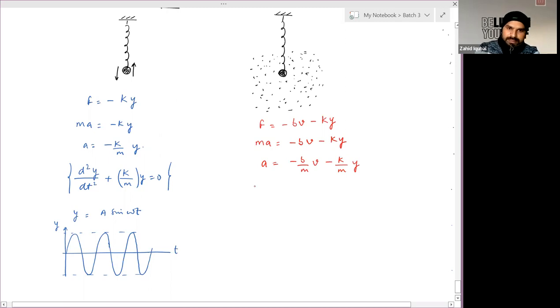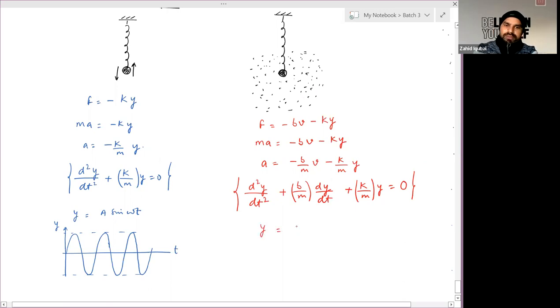So you may write acceleration as the double derivative of displacement plus B by M times velocity, which is dy over dt, plus K by M times y, equals 0. So this will be the general expression in this part. If you simplify it, you'll get your answer as y equals a naught e to the power, cos omega dash t plus phi.